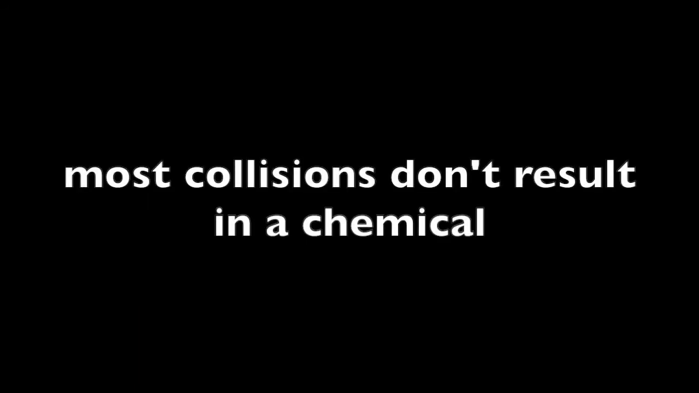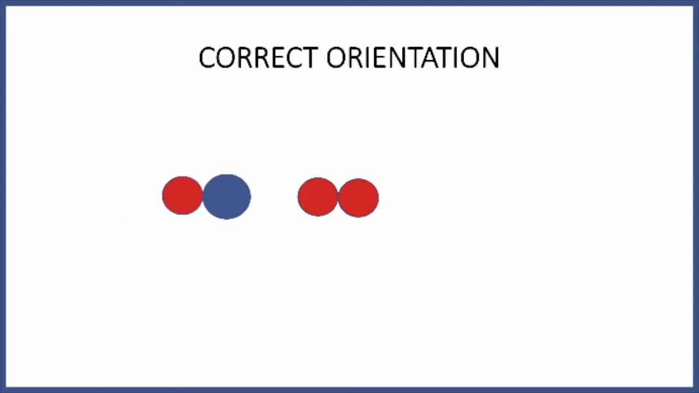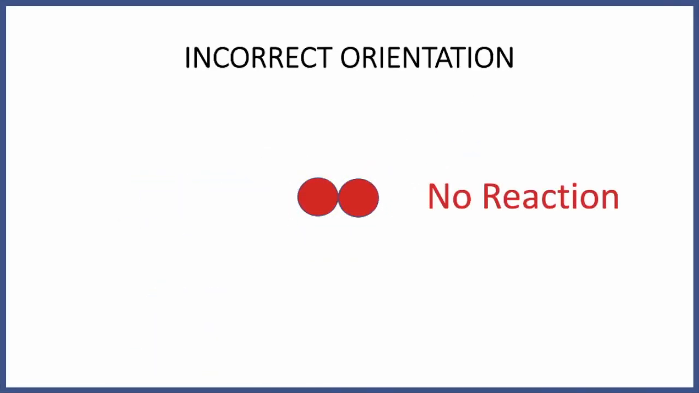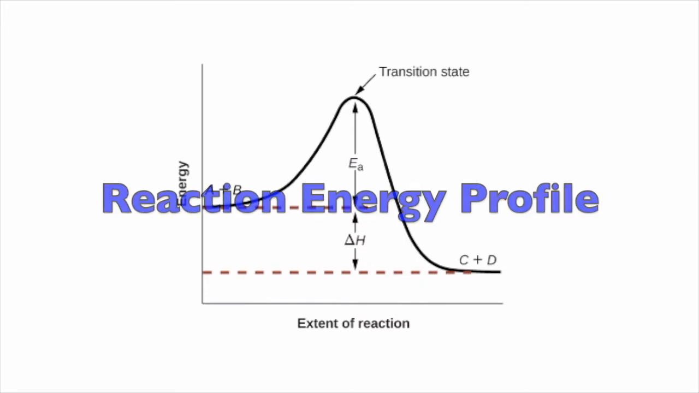Now, for most reactions, most collisions don't result in a chemical reaction. Orientation is important, and usually there's some orientations that will result in chemical reactions, and others won't. Now, let's talk about activation energy. This is a picture of a reaction energy profile, and we're going to talk about this in a lot more detail in the next video.